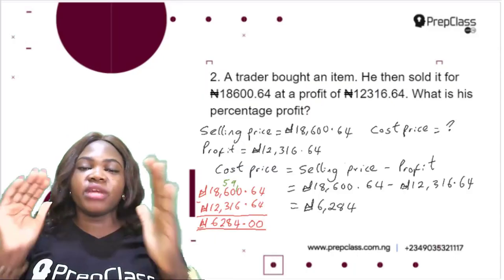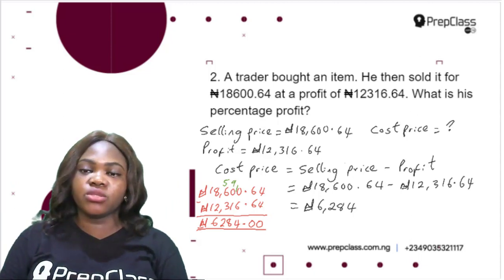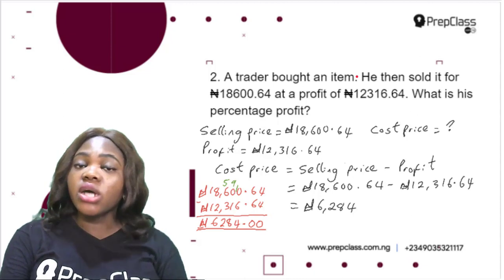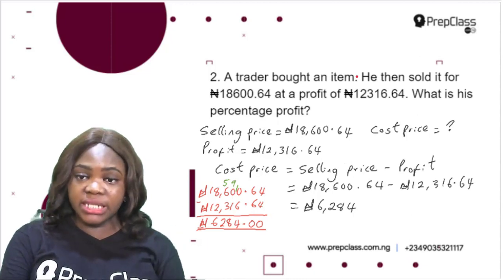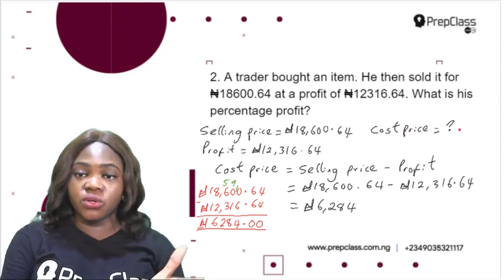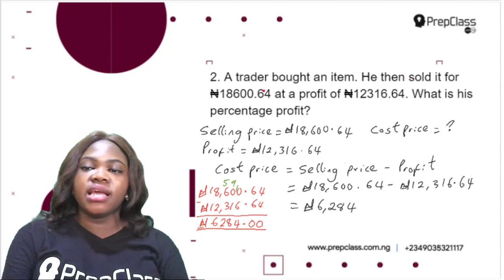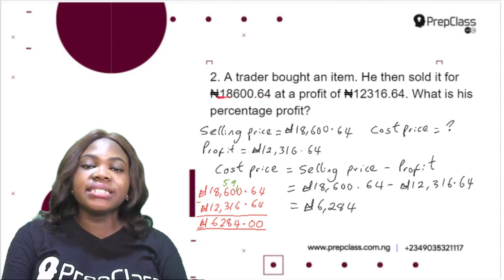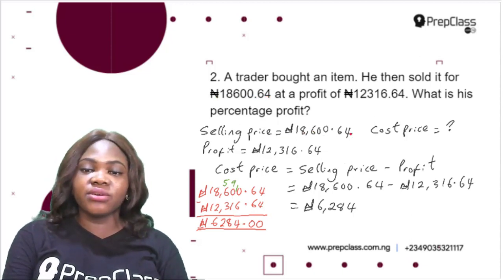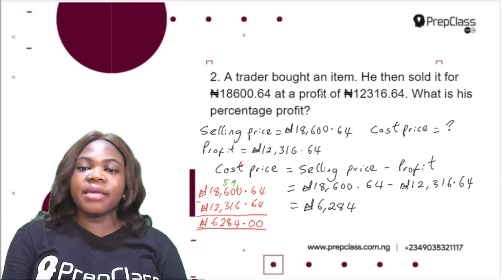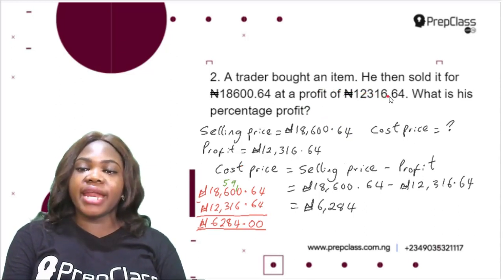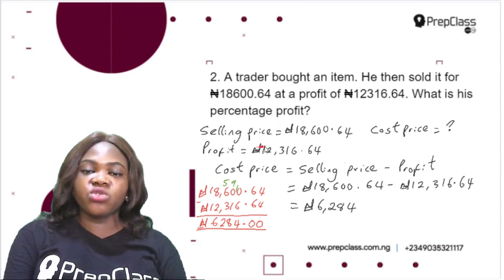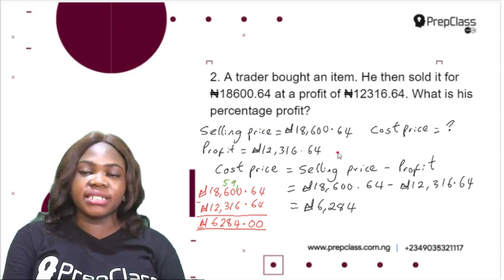But before that, let's bring out every information that is given in this question. A trader bought an item. We are not given the cost price. We don't know how much he bought the item, so that's why the cost price is unknown. Then he sold it for 18,600 naira 64 kobo. So this is the selling price. At a profit of 12,316 naira 64 kobo. So the profit is 12,316 naira 64 kobo.